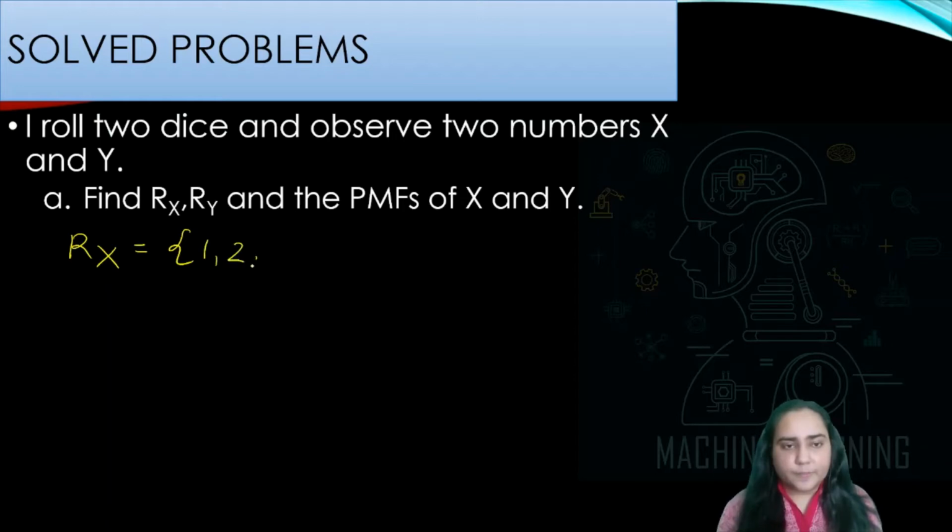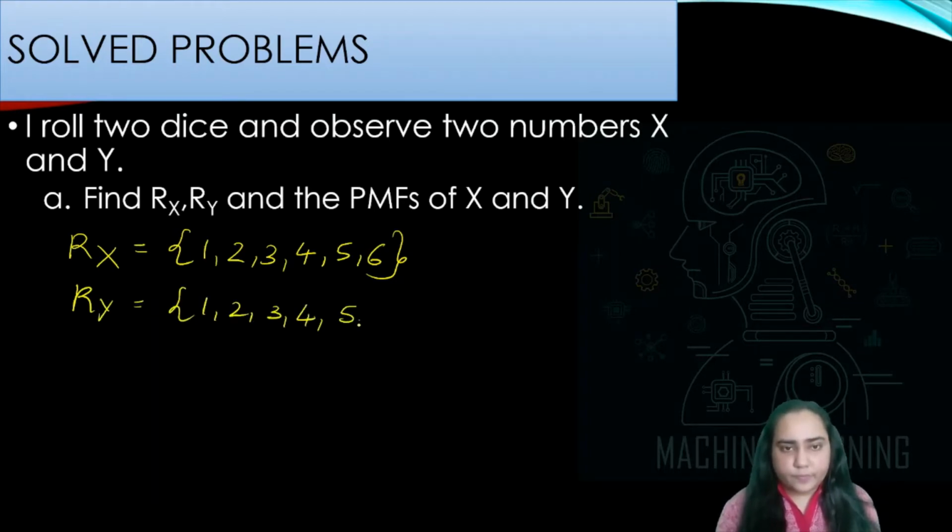So that means my Rx would be all the numbers in this manner from 1 to 6. And my Ry is also going to be all these numbers. And next I have to find the PMF, the probability mass function of x and the probability mass function of y. Both of them are discrete random variables because they take one of these values from 1 to 6, and so they have some specific value, which is why it is discrete.